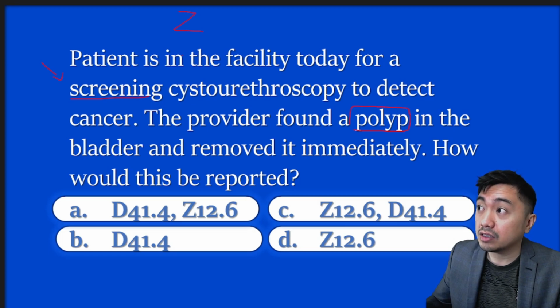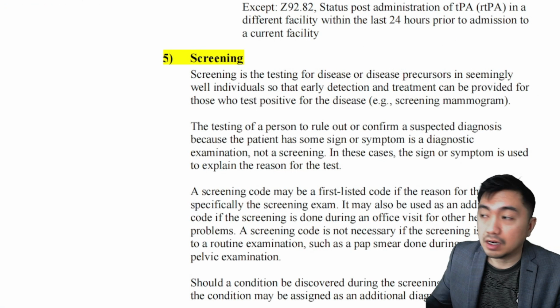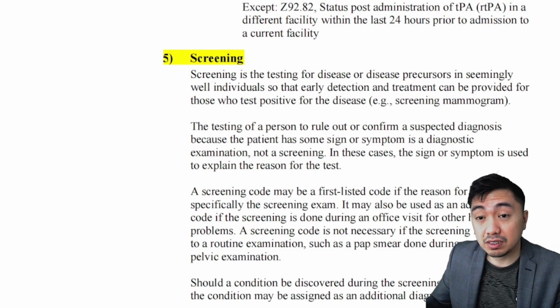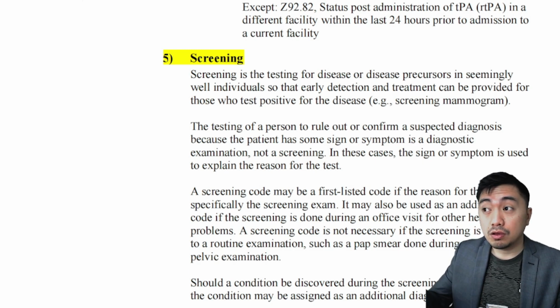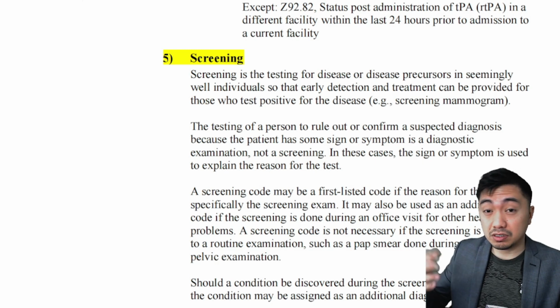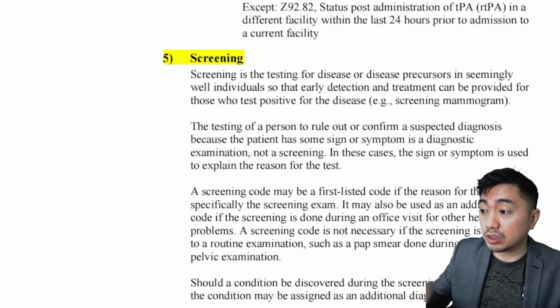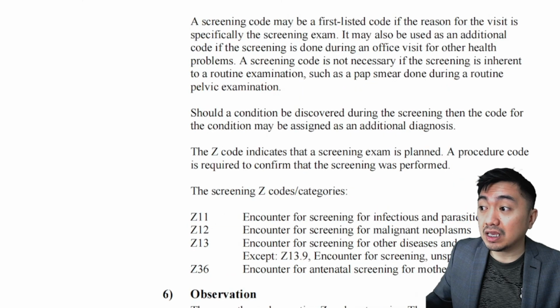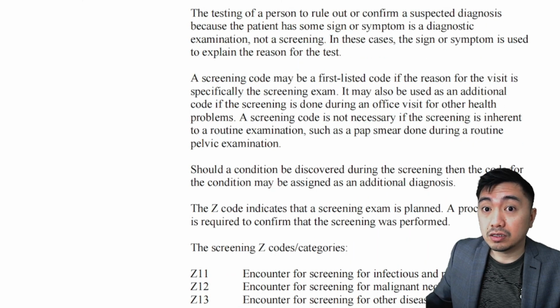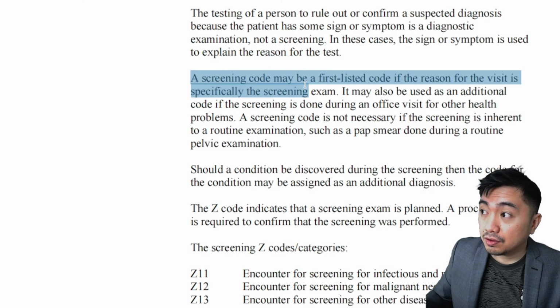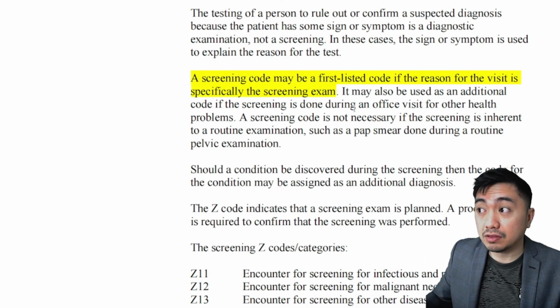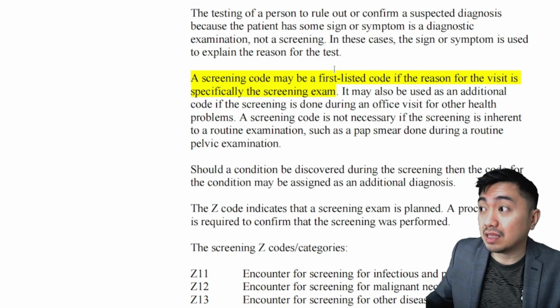Because according to the guidelines of your Z codes, if a screening procedure is done for that patient, and it's the chief complaint of the patient, rather than going there for diagnostic testing, which is different from screening, code your Z codes if the screening exam is planned. So please take note of that. Just like in the question earlier, the screening procedure was done. If there is a finding of the doctor for the screening procedure that was done, you will be coding that as your secondary diagnosis.